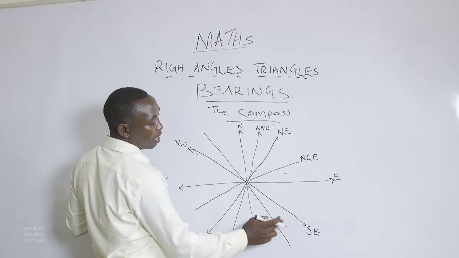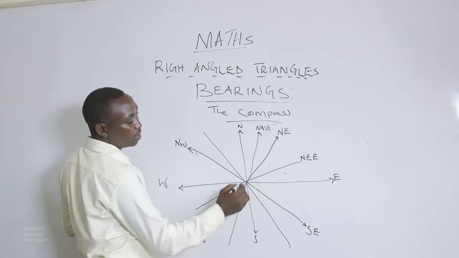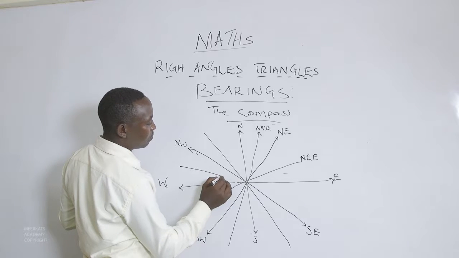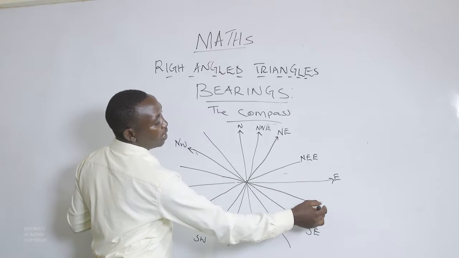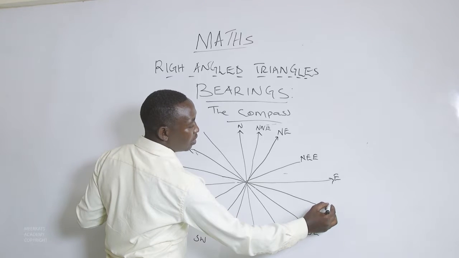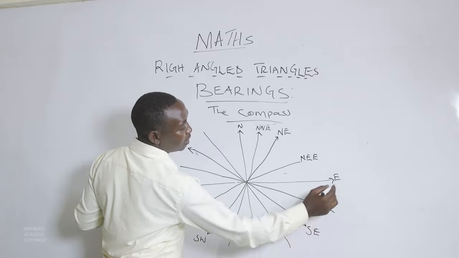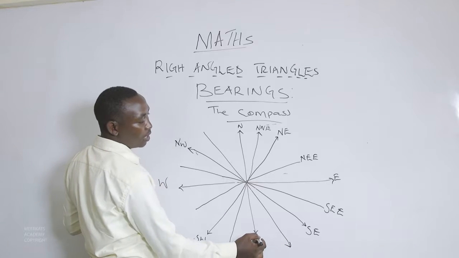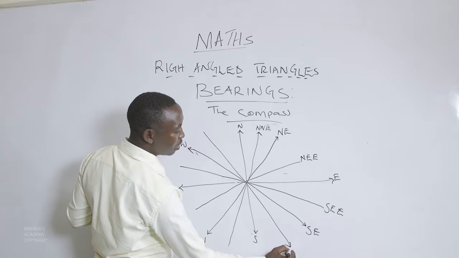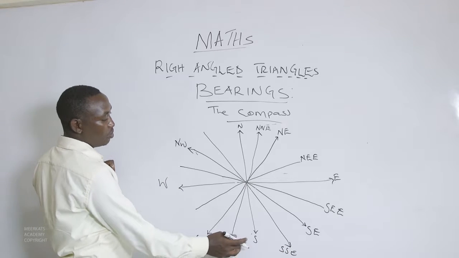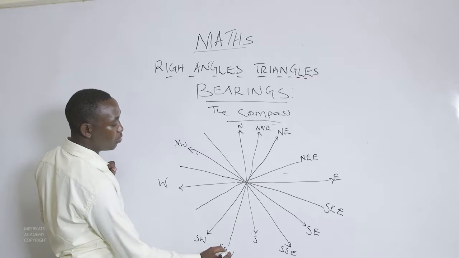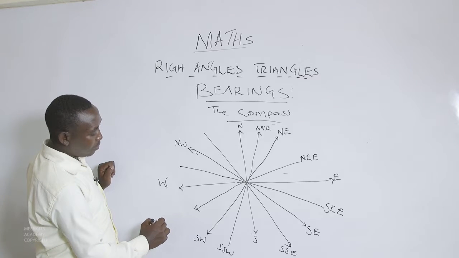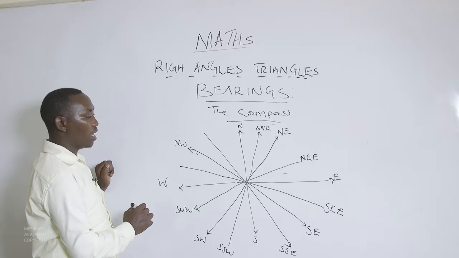Then this angle made by the southeast and the east, so we can have another one here. This one here is referred to as the east-southeast, because of that, then east, so that is the southeast. Then this one between south and southeast is the south-southeast direction. This one between the south and southwest is south-southwest direction. This one between southwest and west will be referred to as the west-southwest direction.